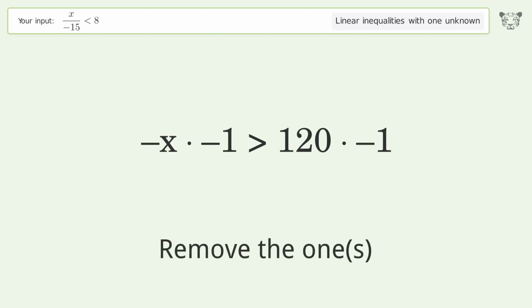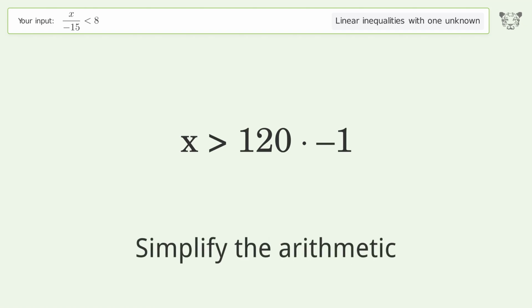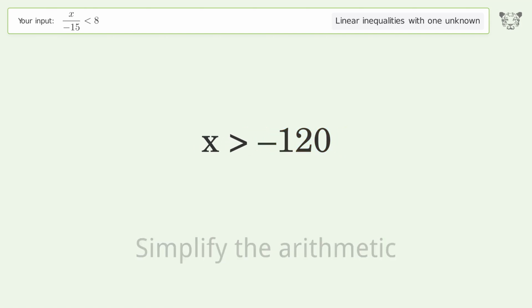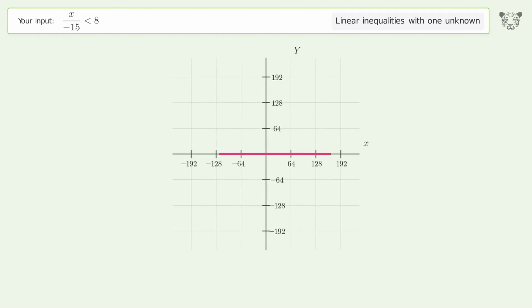Remove the ones. Simplify the arithmetic. Plot the solution on a coordinate grid. And so the final result is x greater than negative 120.